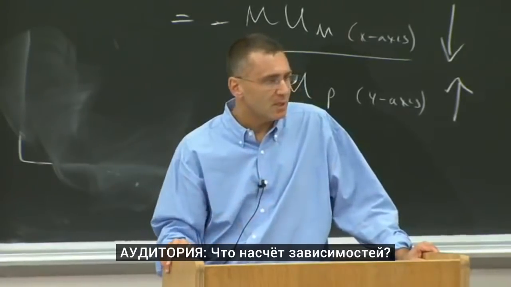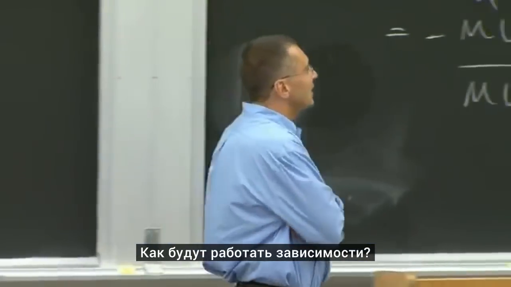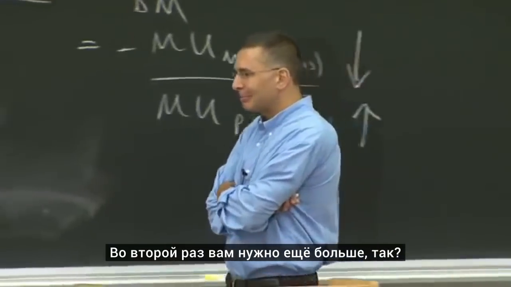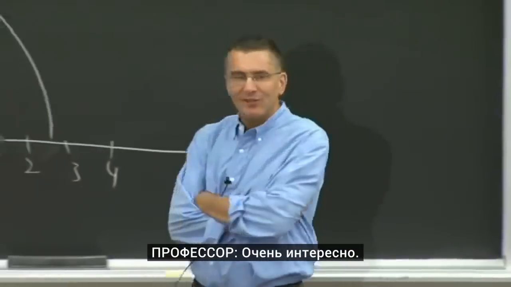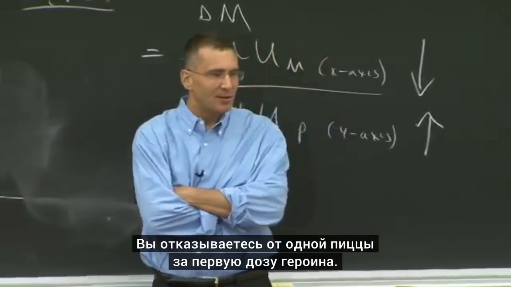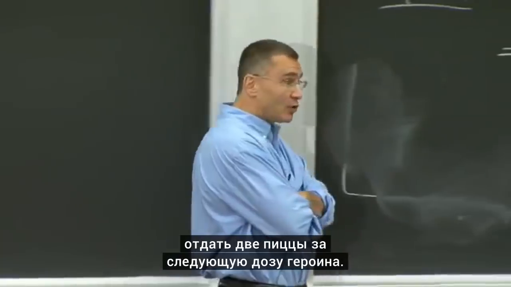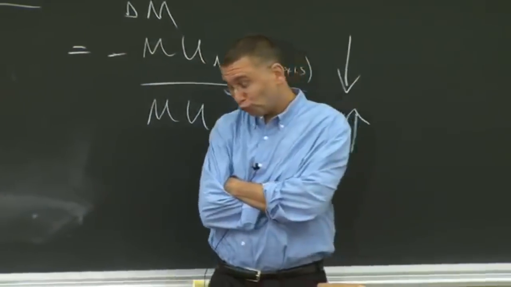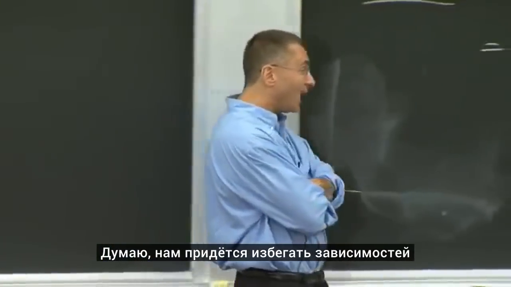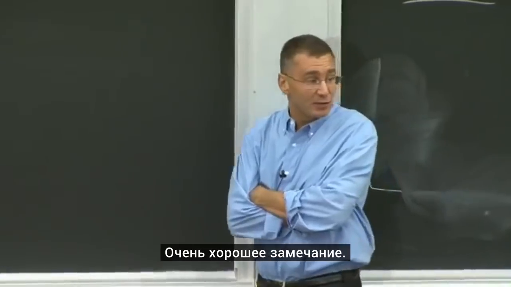What about addictions? You can want it more the second time. That's interesting. So how would addiction work? Basically, I guess it's not really a decreasing rate of return because you need more the second time, right? That's very interesting. I mean, in some sense, yeah. So you give up 1 pizza for the first shot of heroin, okay, and then you're hooked. Yes. So then you'd be willing to give up 2 pizzas for the next shot of heroin. Yeah, I guess so. I guess that's right. I guess we're going to have to stay away from addiction in this course. I guess an addictive good could look like that. That's a very good point.